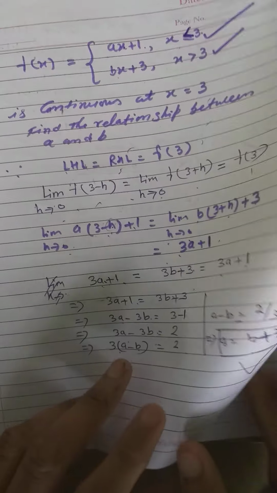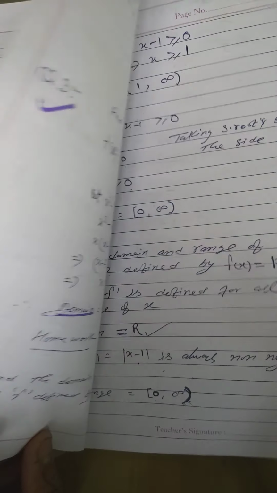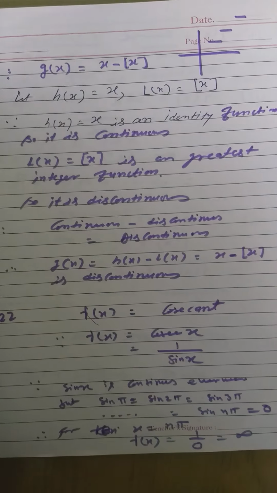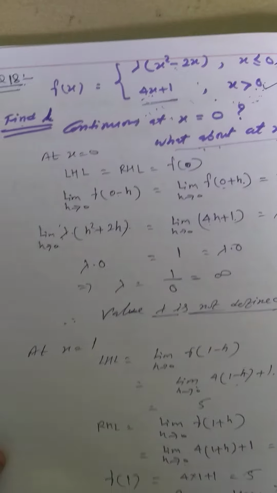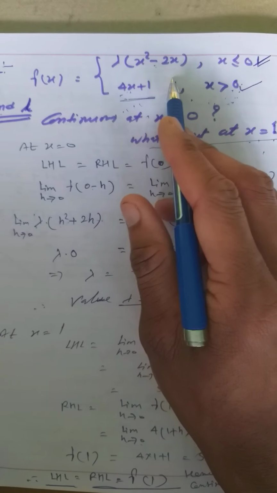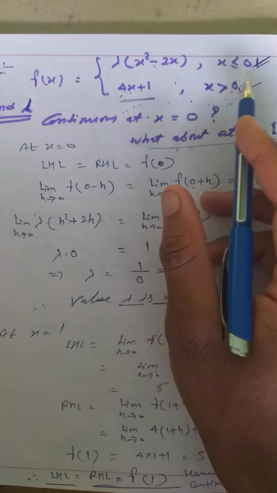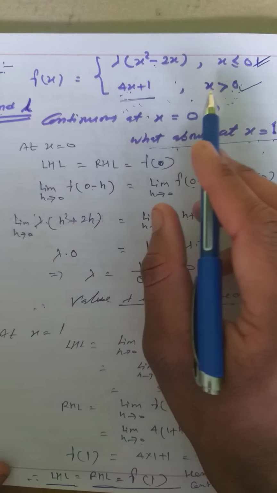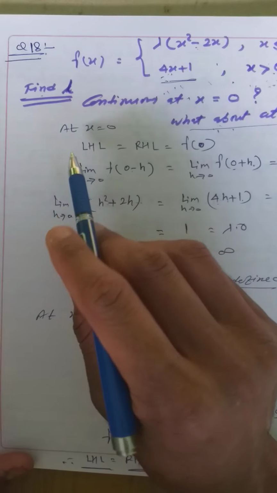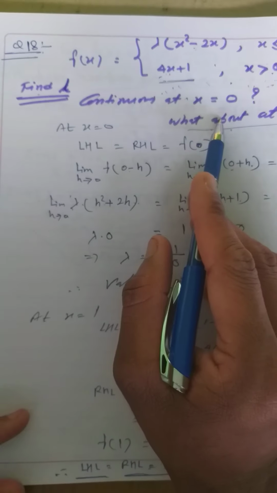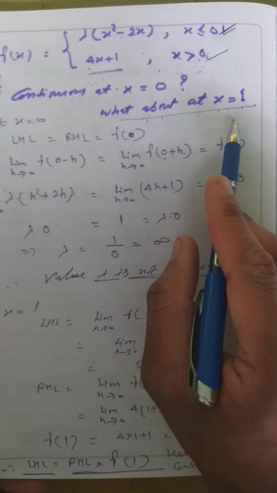Now come to question number 18. f(x) = lambda times (x square - 2x) when x is less than or equal to 0, f(x) = 4x + 1 when x is greater than 0. Find lambda if it is continuous at x = 0. What about at x = 1?